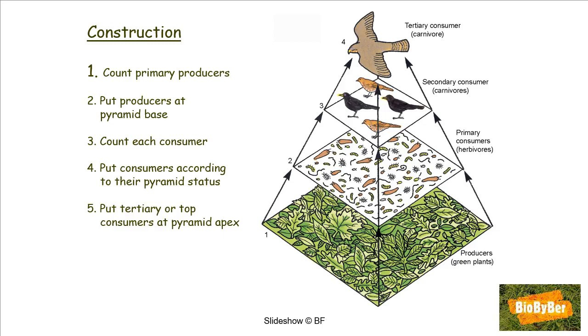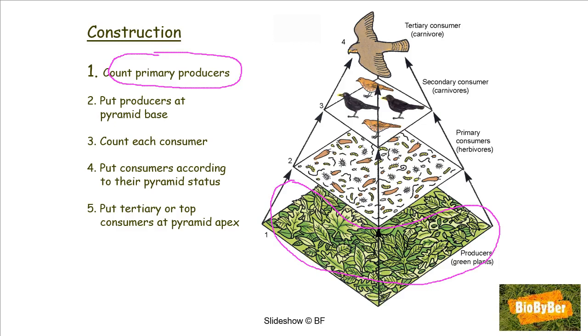When constructing a pyramid of numbers, you have to count the primary producers or the plants. The primary producers or plants are then put at the pyramid base. There are a large number of these. This is why the base of the pyramid is so wide.